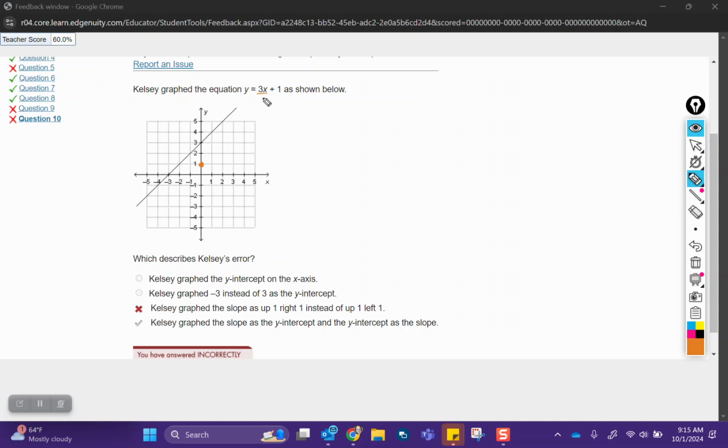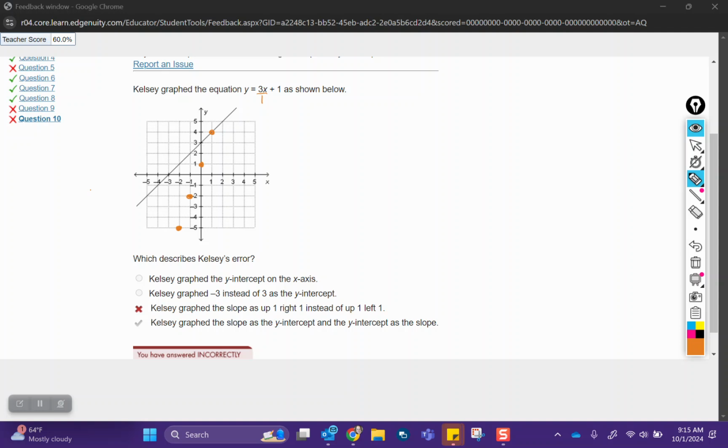If we were graphing this, again, we would have started at 1. Our slope is 3. We write it as a fraction, so we're going to go up 3 over 1 or down 3 over 1. I can do that a couple of times in the positive direction. That's what the line should have looked like.